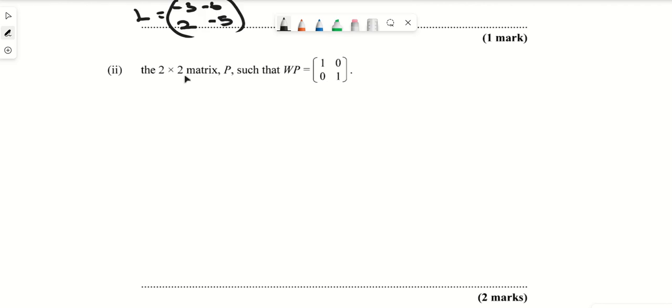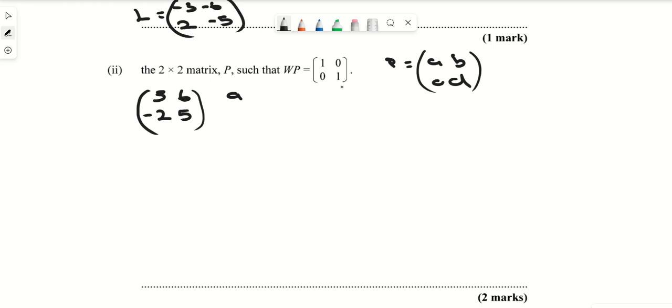So now they're saying 2 by 2 matrix P such that WP is 1, 0, 0, 1. W we know is 3, 6, minus 2, 5, multiplied by P. We don't know what P is, so let P be equal to A, B, C, D again. Just an unknown, or you could use another letter for P, whichever letters you're comfortable with. A, B, C, D is equal to 1, 0, 0, 1.